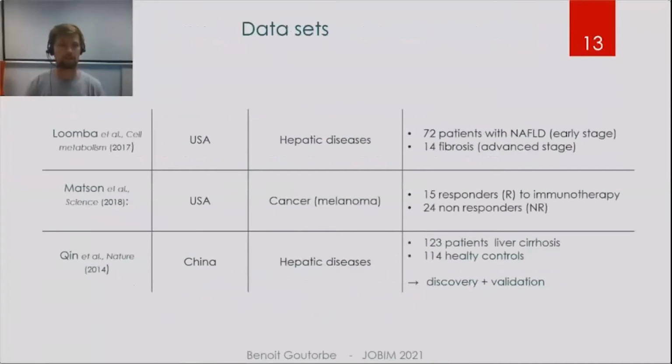These are the datasets we used. We have 3 datasets covering different continents and clinical conditions, and every time we have 2 groups of patients, and we want to find differences between these 2 groups. In the first case, in Lumba, we have patients with hepatic diseases, and we want to discriminate the ones with advanced stage and early stage. In Matson, we have patients with cancer, and we want to predict whether they responded to immunotherapy or not. And finally, in Chin, we have patients that have liver cirrhosis versus healthy controls, and we have as well something interesting with a discovery and validation cohort.